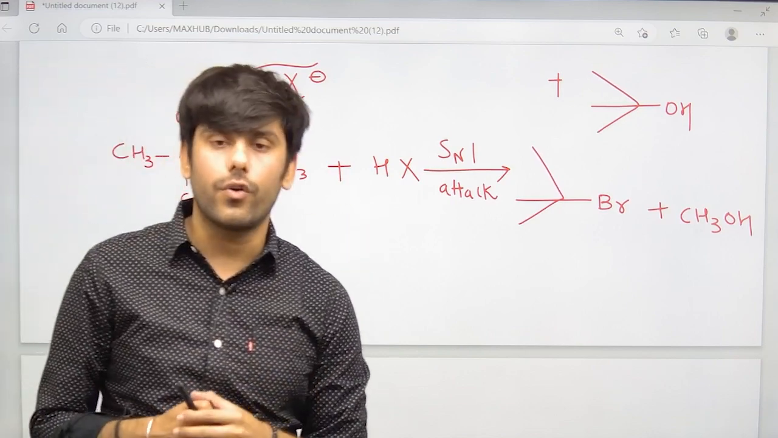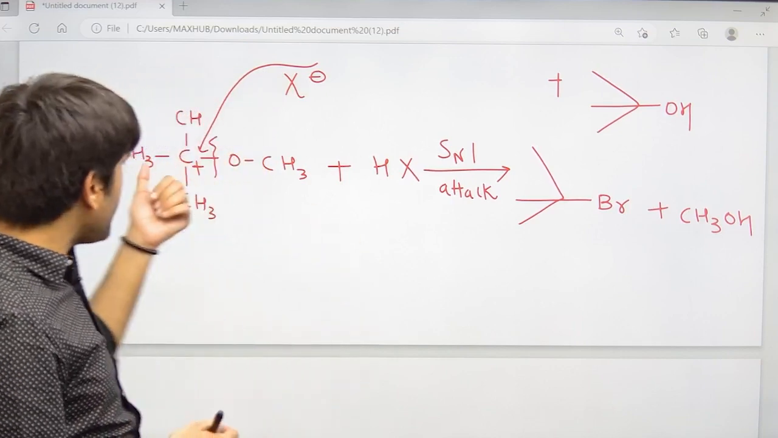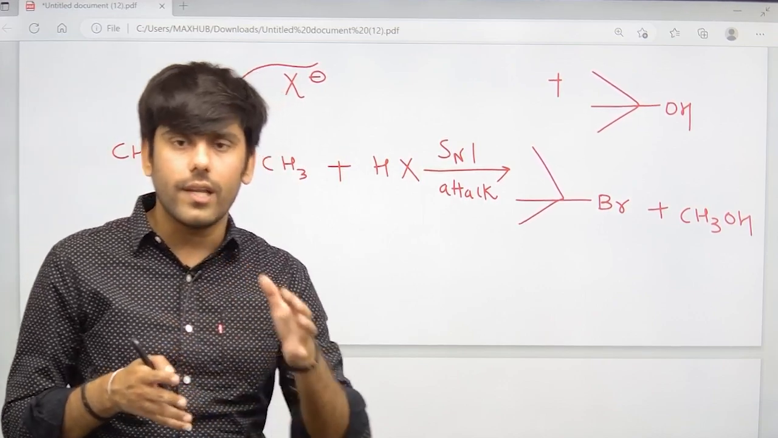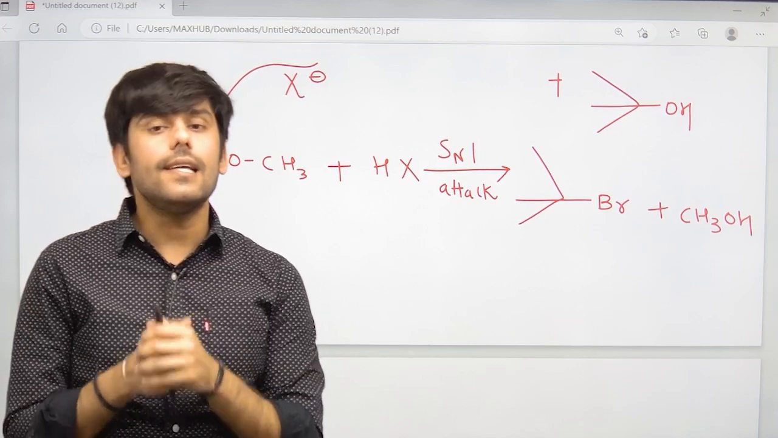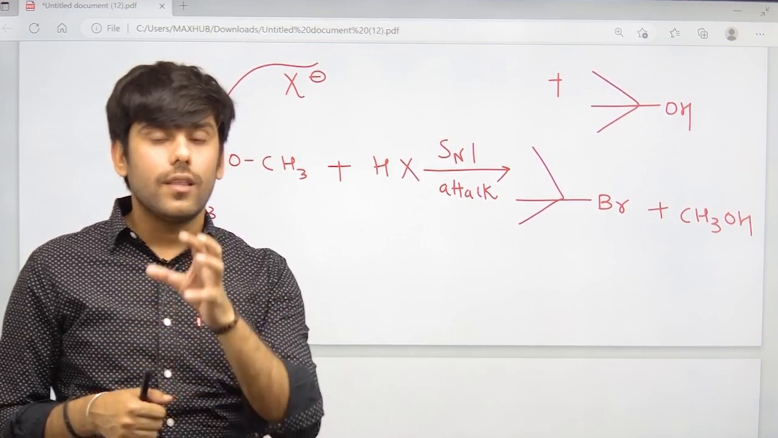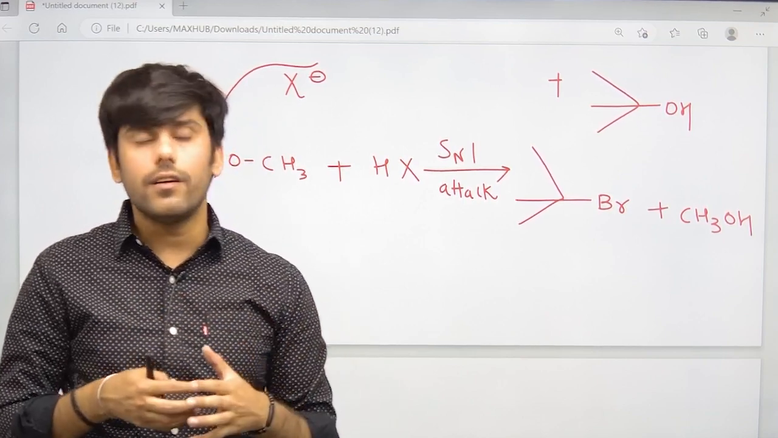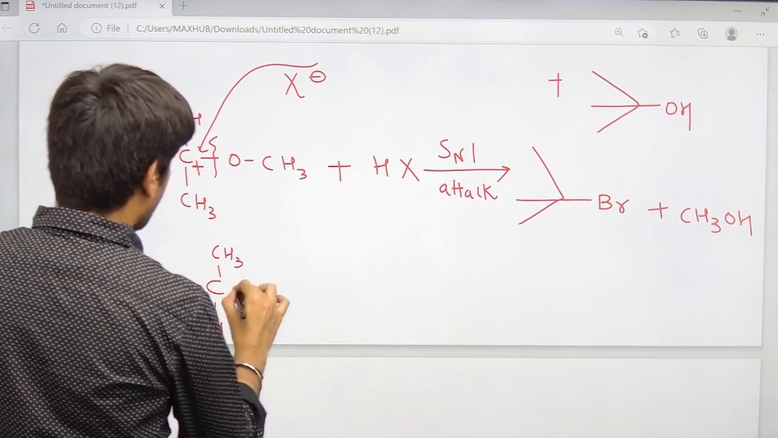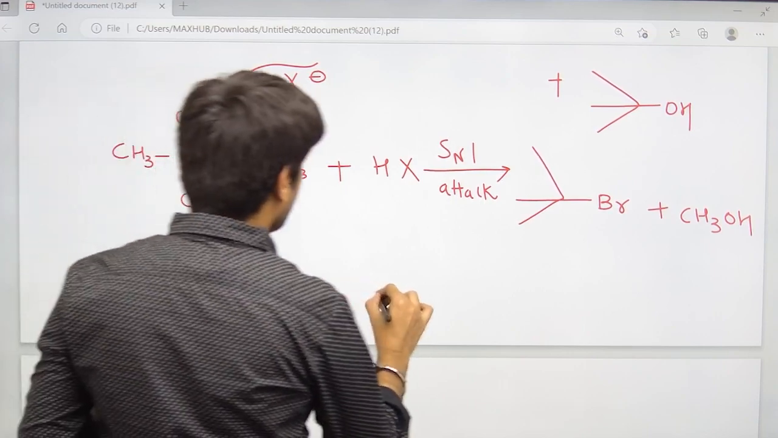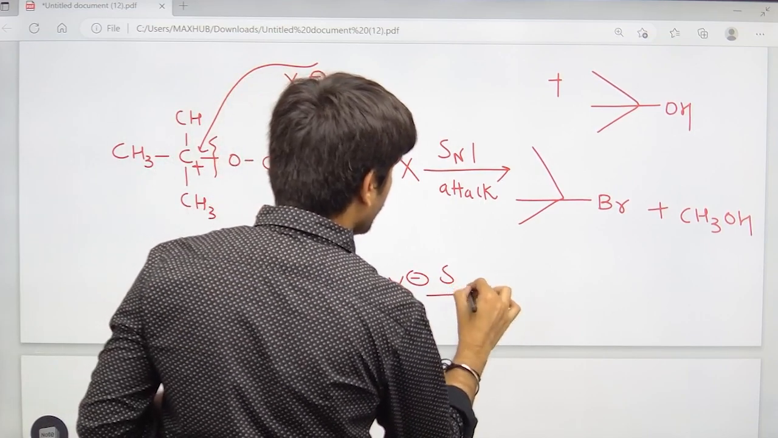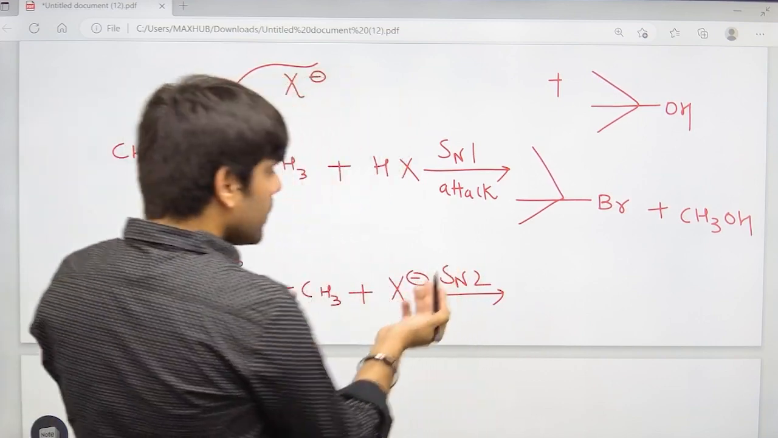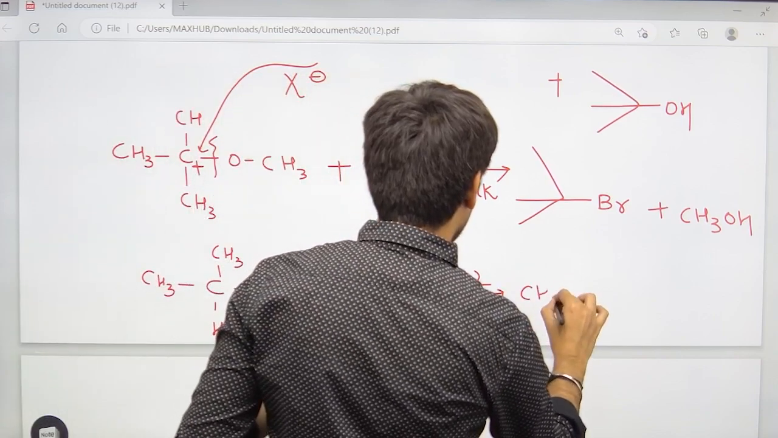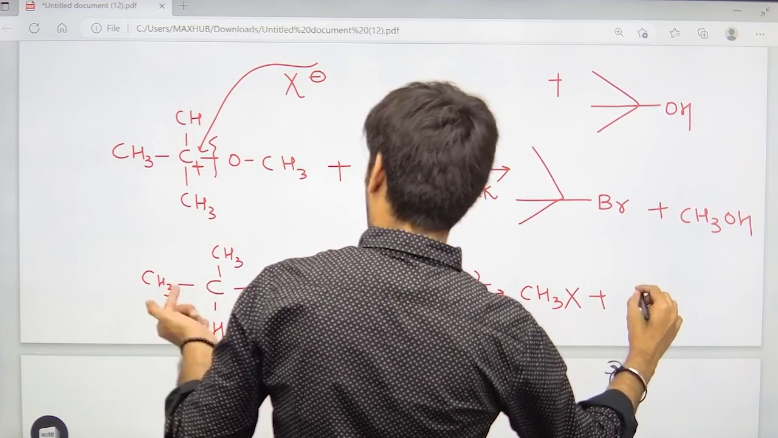But suppose if here we got a 3 degree carbocation or even a more stable carbocation like benzylic, then we end up getting a product via SN1 attack. Otherwise, if you are getting a 1 degree carbocation or even a 2 degree carbocation, then SN2 attack is favored. And you know that in SN2 the attack takes place at the less hindered carbon. So if it would have been like this, then the SN2 attack is favored here, and because in SN2 you look for the less sterically hindered carbon, the attack will be on this particular carbon, and you would have got CH3X plus this alcohol.